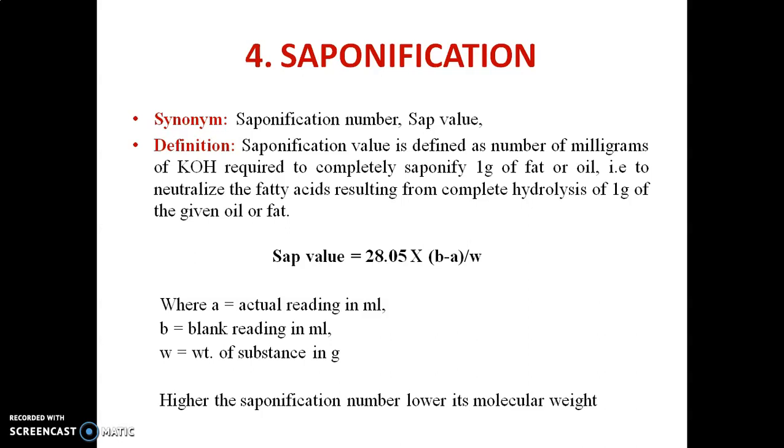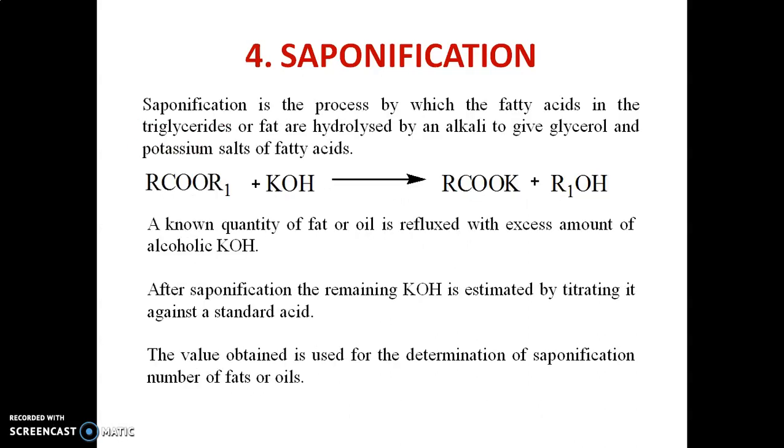Saponification value is given by the formula 28.05 into (B minus A) upon W, where A is actual reading in ml, B is blank reading, and W is weight of substance in gram. Higher the saponification number, lower its molecular weight.